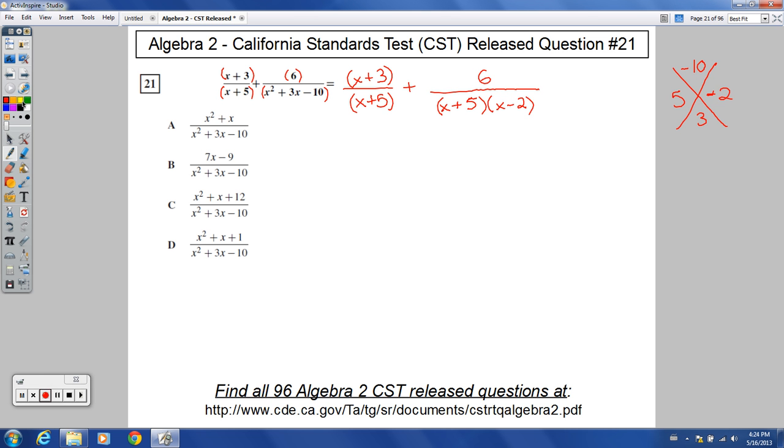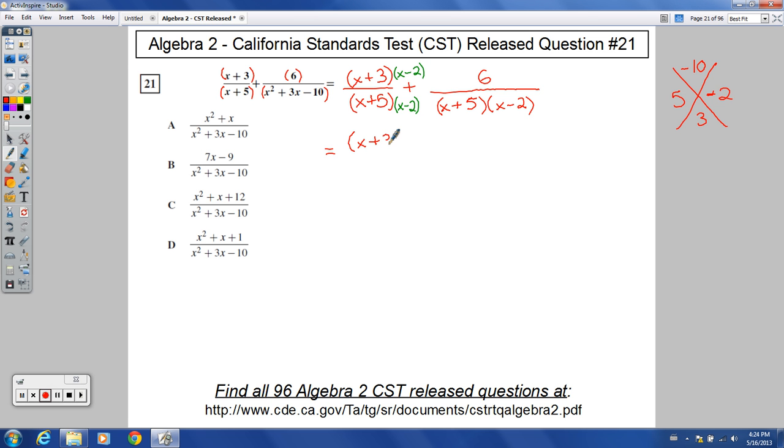That makes it a lot easier to see what to do next with this problem. I have almost got a common denominator. I've got the x plus 5 part here and here. I just need to multiply this part by x minus 2. However, if I do that on the bottom, I've got to do the same thing on the top, because it's like multiplying by 1. I've got something divided by itself, which is not going to affect the fraction. It just changes the way it looks. It'll still be equal to the same thing.